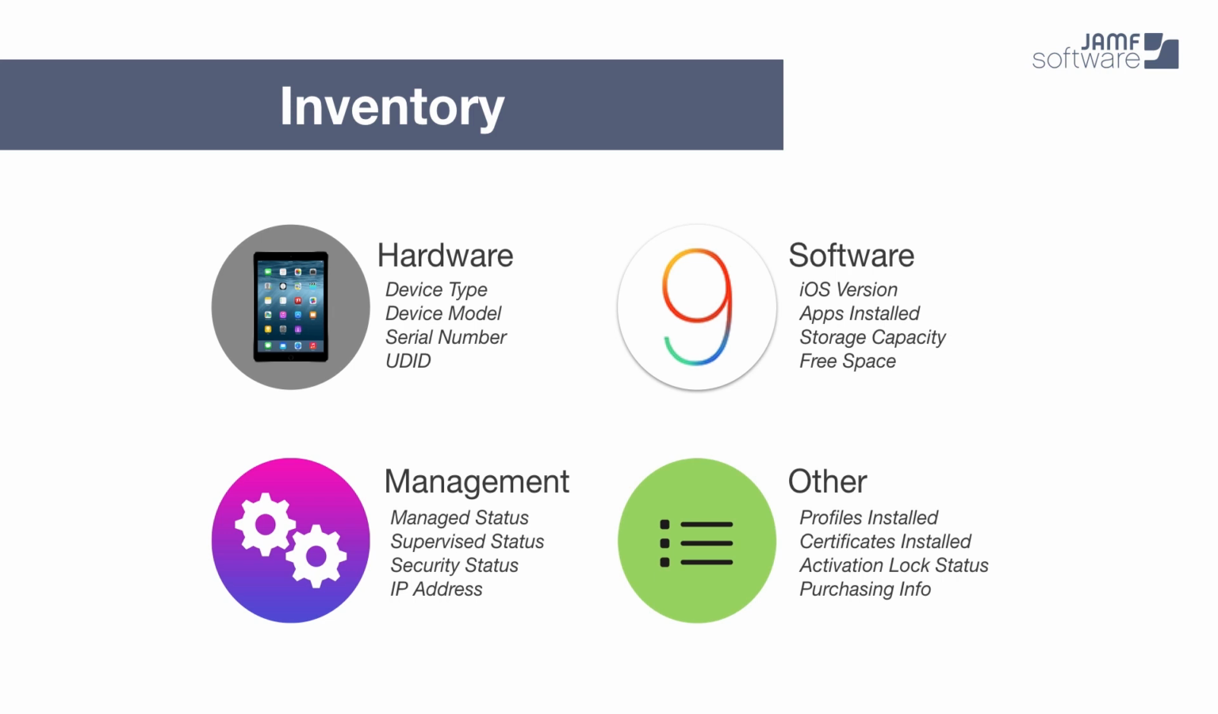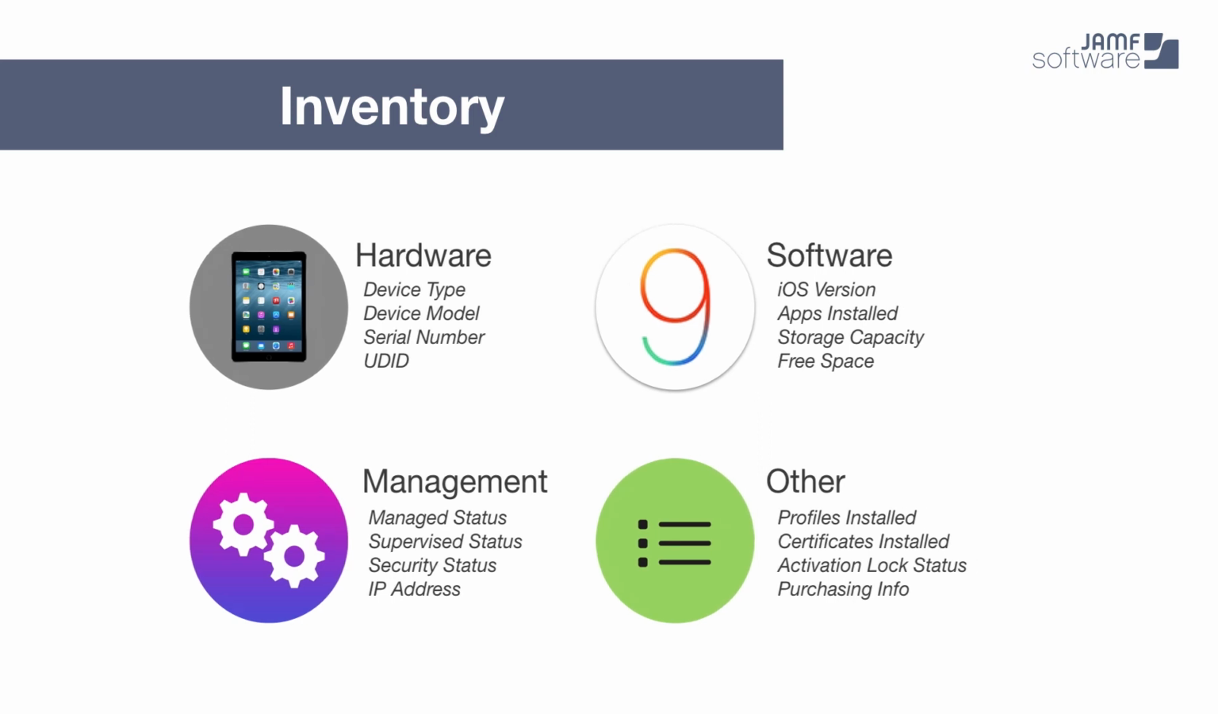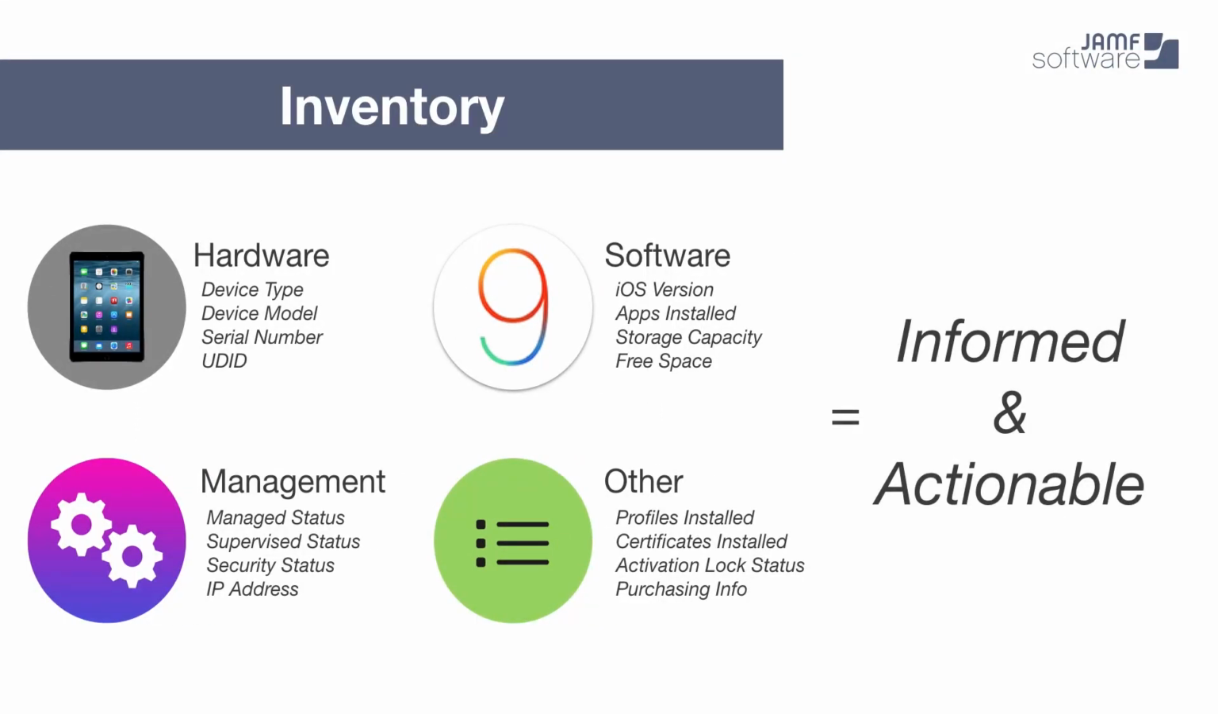You can even pull in purchasing info. We tie into Apple's Global Service Exchange, or GSX, to pull in purchasing info of your devices. It really makes it easy to manage the life cycle of these things. When you add all these things up, what's the benefit here? Well, the benefit is that you as the IT admin are going to be informed about your inventory, and you're going to be able to take action. This inventory is actionable for you. So you could set up groups that say, look for all devices that are running iOS 8 or lower, and then you can take action on those devices.